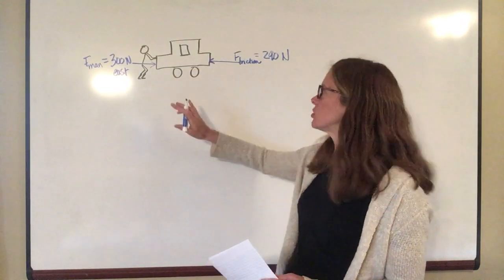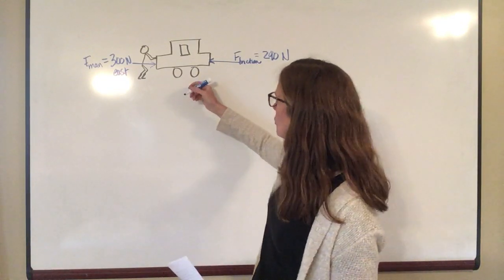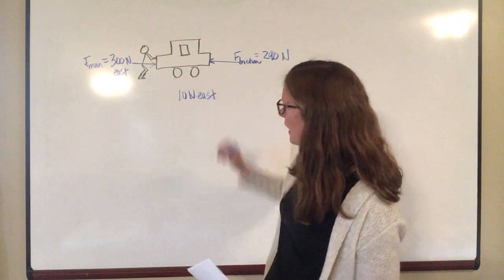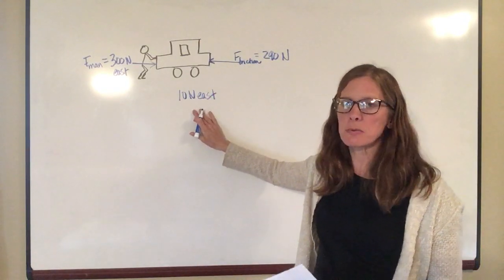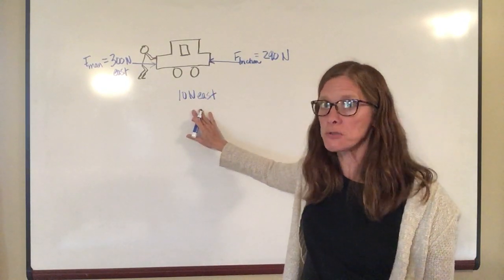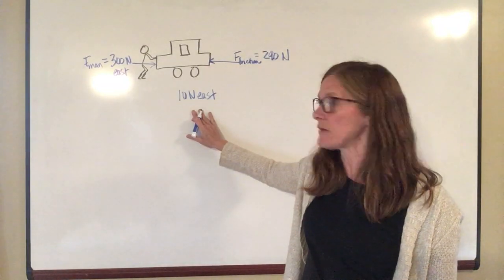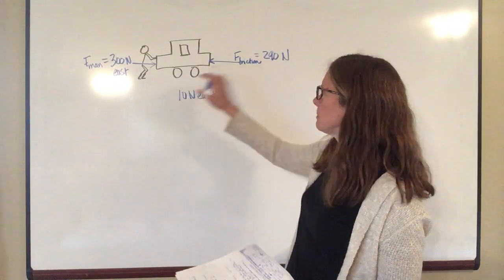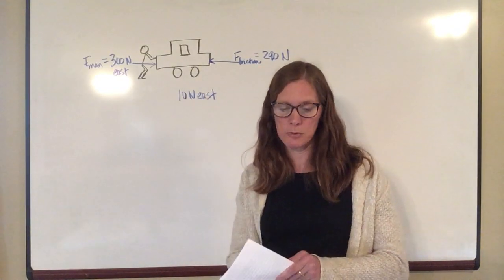In this particular situation, he's only going to apply a net force of 10 newtons to the east, and so he's not going to be able to achieve the acceleration he hoped to, since he would have to have 45 newtons, because that's what we calculated before. Okay, so that friction makes a huge difference in what we're able to do.